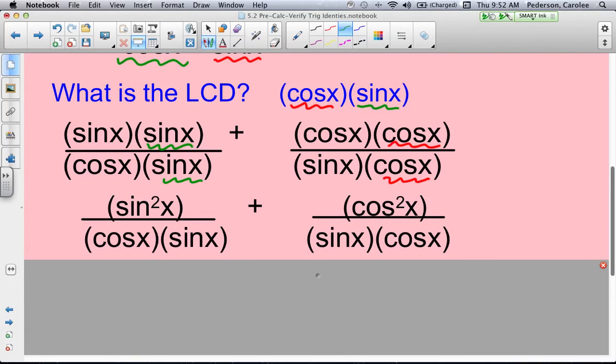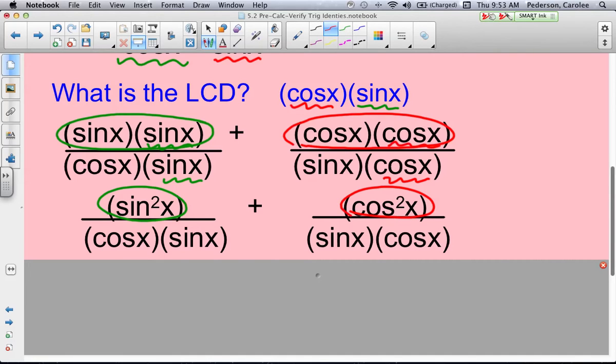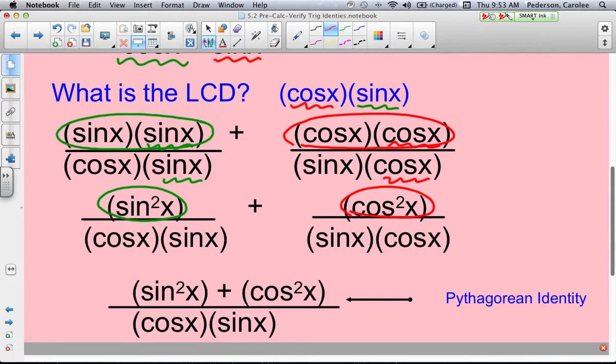I also multiplied the sine of x's together here. The sine of x times the sine of x is sine squared of x. So some of you might do this in 1 step. I did it in 2. And then cosine of x and cosine of x is cosine squared of x. So I multiplied first. But you could have multiplied in this step and combined them into 1 fraction. It's how comfortable you are with it.